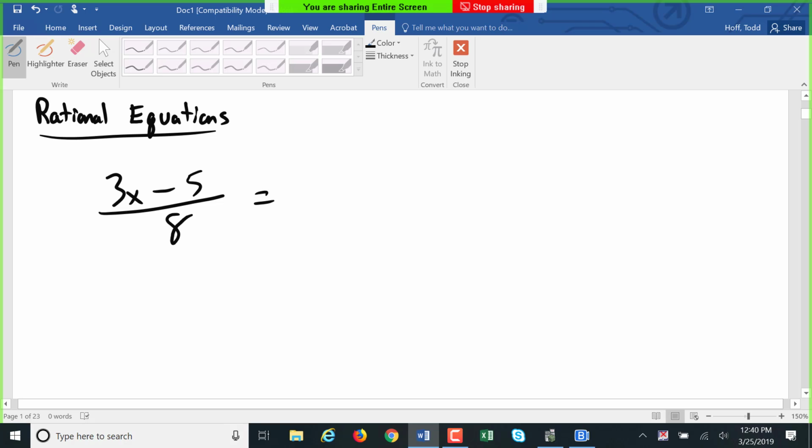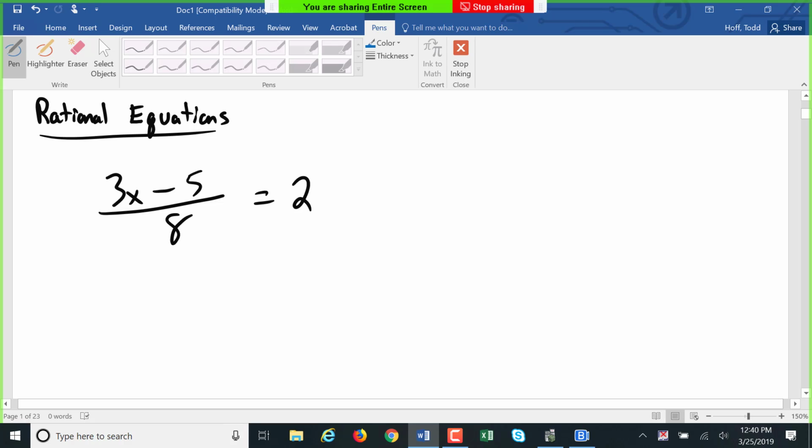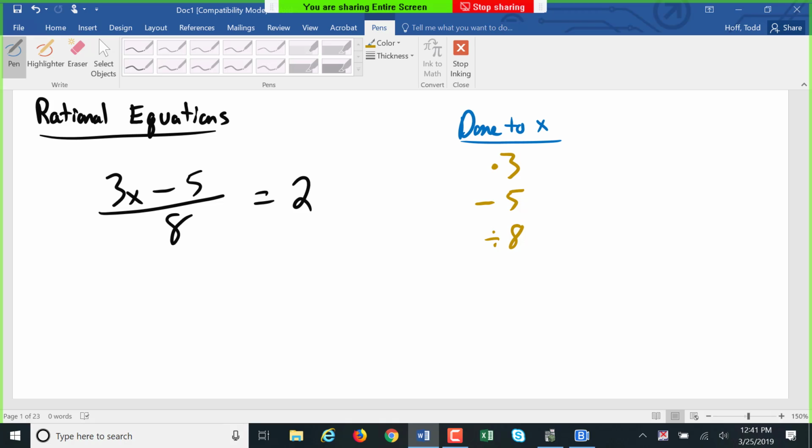We'll go 3x minus 5 divided by 8 equals 2. And to solve that rational equation, there are a couple of different ways I could look at this, but the steps to solve it pretty much end up being the same either way. I could look at what's been done to our variable. If I use my order of operations to list them out, first thing that's been done to x is x has been multiplied by 3. Then 5 was subtracted from it. Then the whole works was divided by 8. So now to take it apart, we just reverse the process. We take off the last piece first.